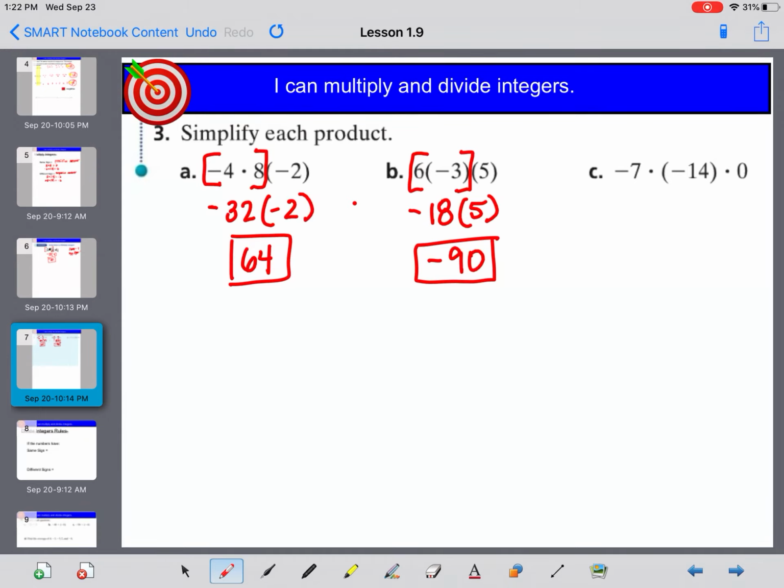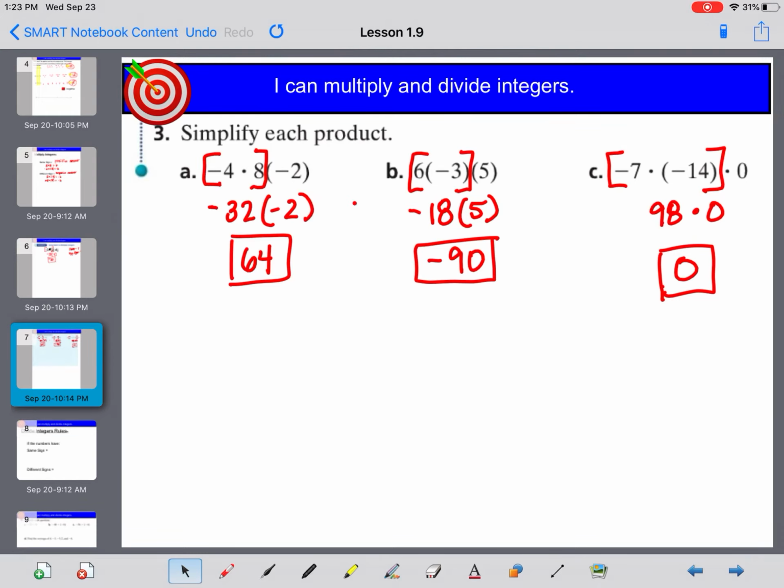And lastly, letter C, -7 times -14. I see that both numbers are negative, so I will have a positive answer. When I take 14 times 7, I get 98, and so it's a positive 98. Then I multiply it by 0, and my answer is 0. And I bet some of you knew that answer was going to be 0 before you even started. Good job. All right, so the next thing we have, that's really all there is to multiplying. There's nothing more than that.